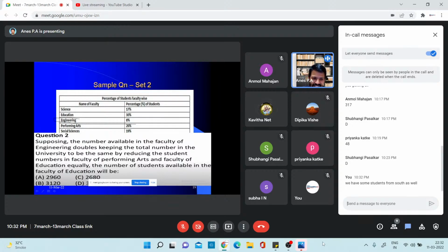So, just look at this question. Supposing the number available in the Faculty of Engineering doubles. So if currently the faculty has 8% of the total, keeping the total number in the university the same by reducing the student numbers, you got the question, you just note it down.